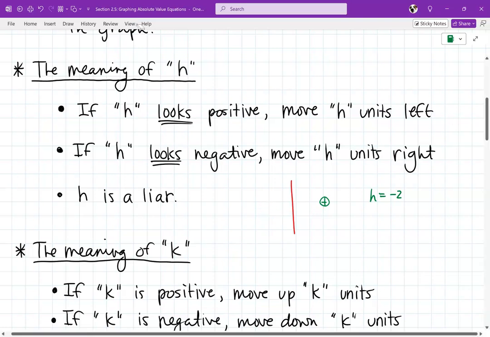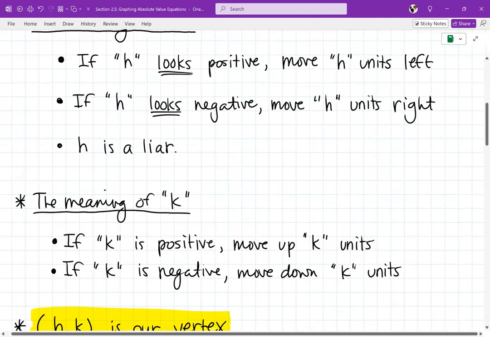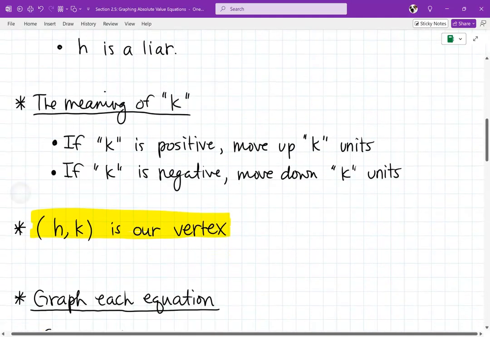Right now we'll get to some examples so you can see this. But just remember, look to see what H looks like. If it looks positive, you're going to move in the negative direction, so you go left instead of right. If it looks negative, in other words, if it looks like you should be going left, you really should be moving right. So just remember, H is always lying to you. Whatever it shows you, it's the opposite. Now, the meaning of K.